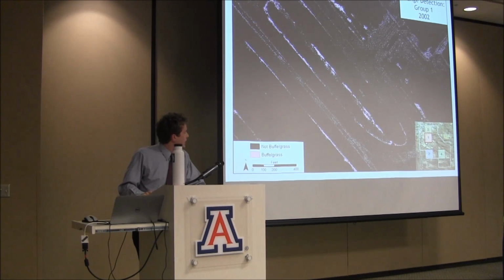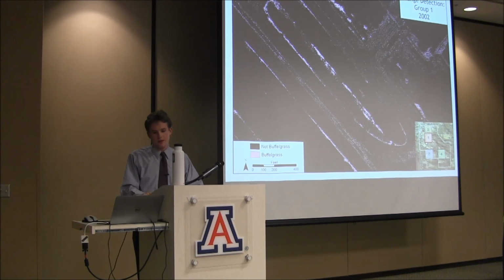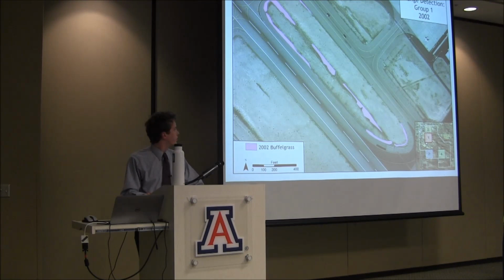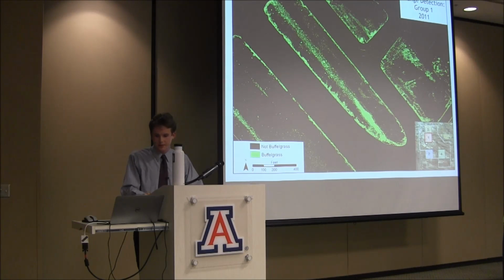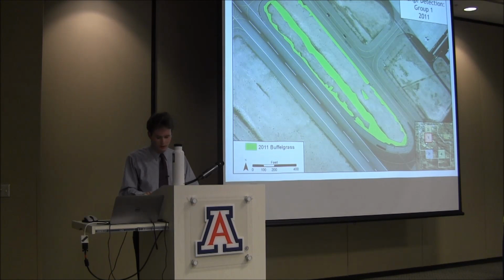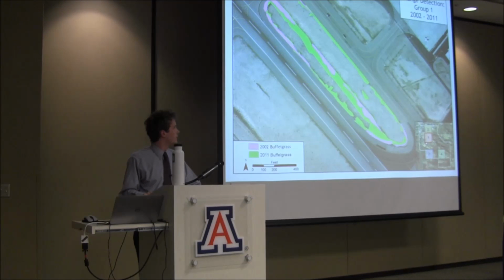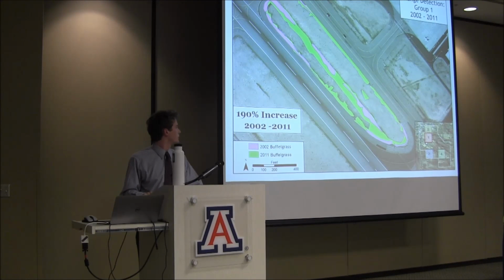So then within these binary reclassifications, you can use them to digitize boundaries of larger colony locations. With this one, group 1, 2002, I took it and digitized the boundaries of that, overlaid it on top of some Esri base layer, and then took group 1, 2011 binary reclassification, did the same thing, digitized the boundaries of the large colony locations, and then overlaid the two. The geometry was calculated to show a 190% increase from 2002 to 2011.